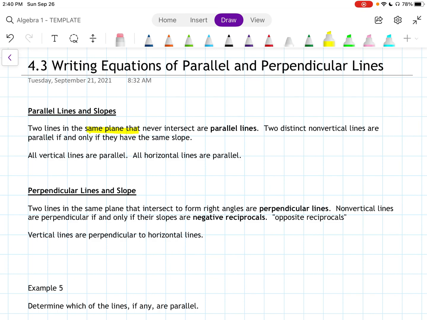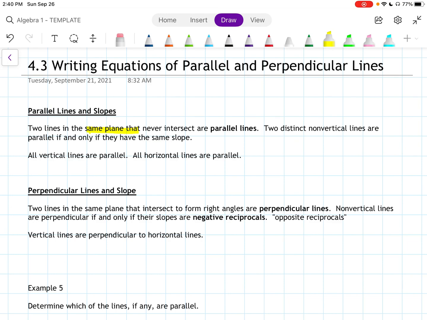So if they never intersect, they're called parallel lines. And then two distinct non-vertical lines are parallel if and only if they have the same slope. Right? So any two lines that are parallel have the same slope. All vertical lines are parallel, and all horizontal lines are parallel.